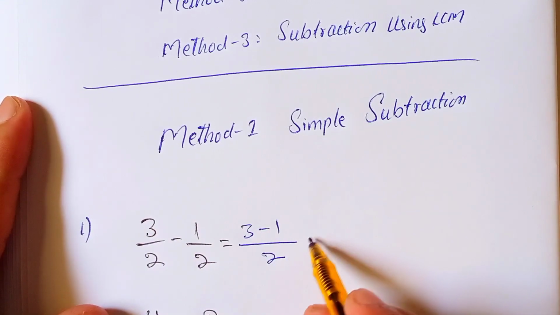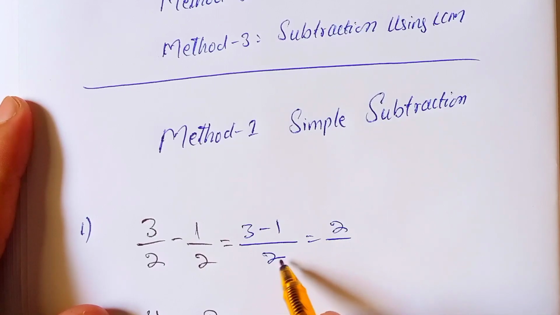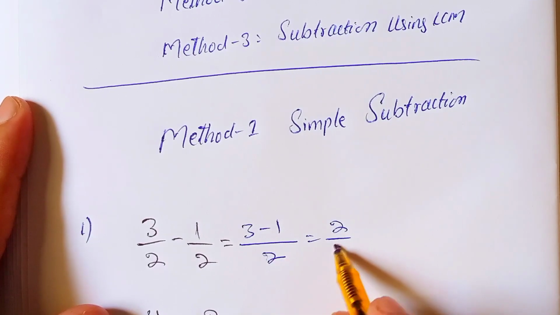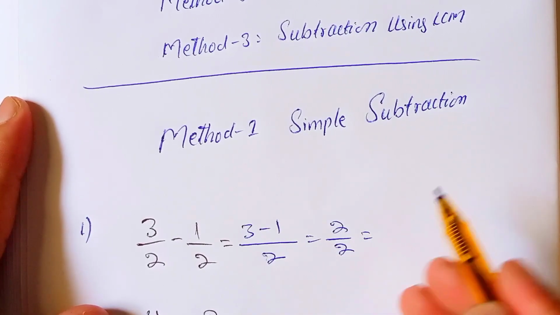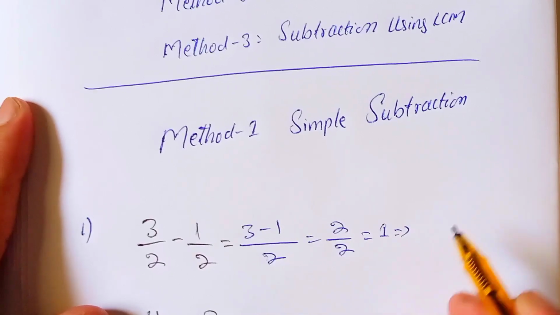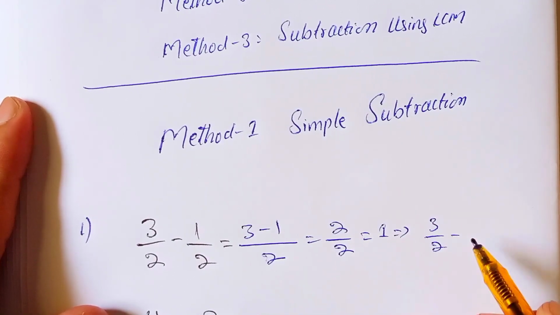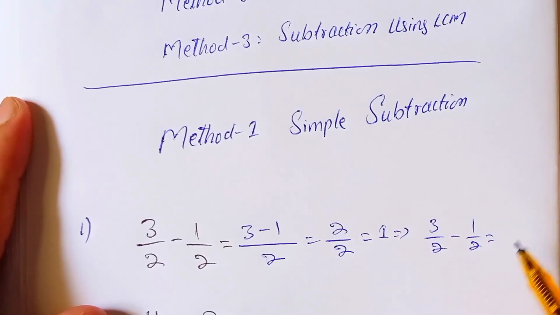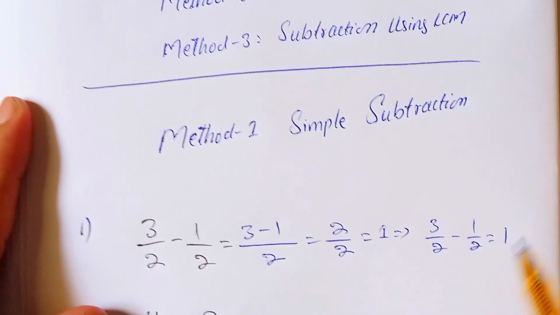So 3 minus 1 is 2. Overwrite the denominator, which is 2 again. So cancel the 2 with 2, it is equal to 1. Right, so 3 over 2 minus 1 over 2 is equal to 1.